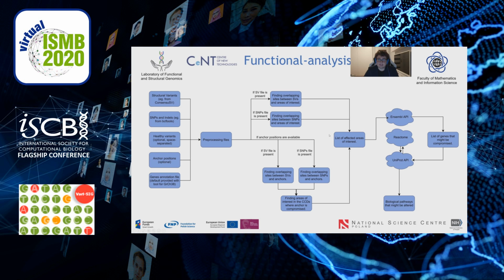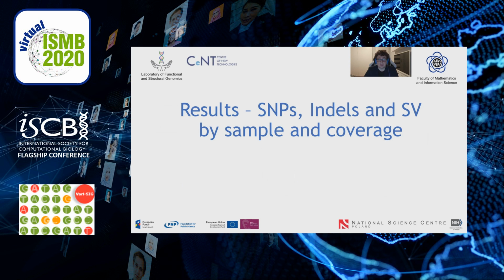After we establish the list, we use Ensembl and UniProt API to find the actual list of the genes and biological pathways that might be altered. The output from this tool is in the form of a CSV file, so it's really flexible for the researcher to decide what to do with that data.